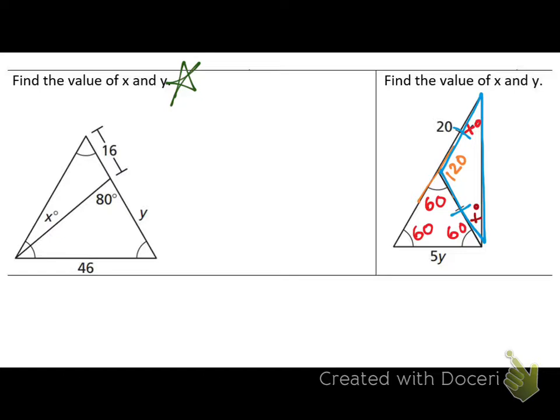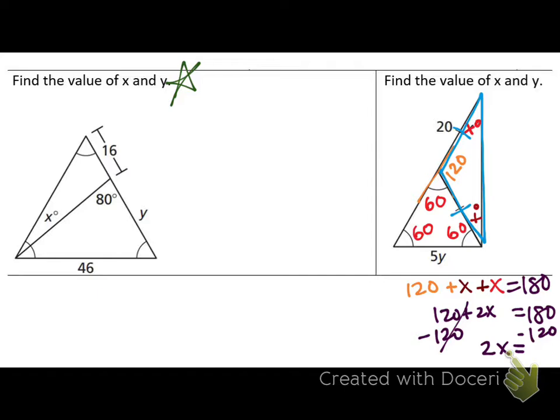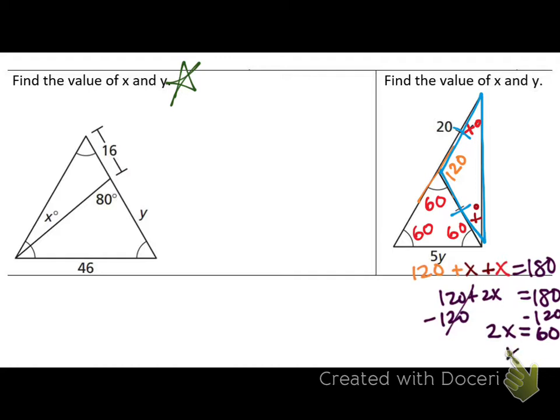So I'm going to write down here 120 plus x plus x equals 180. We math. 120 plus 2x equals 180. Subtract 120. There's also a way to do it in your head. 180 minus 120 is 60 divided by 2, and each of those angles has to be 30.